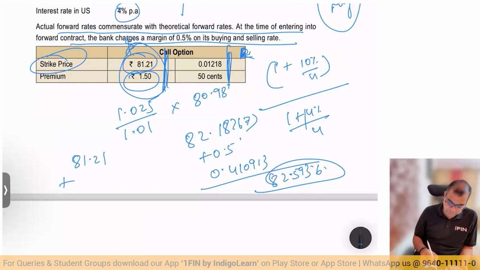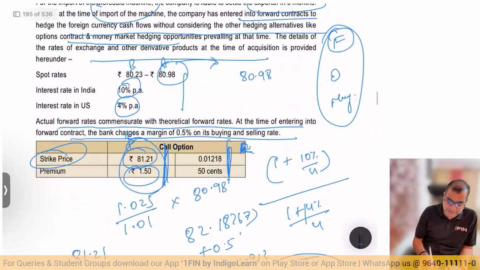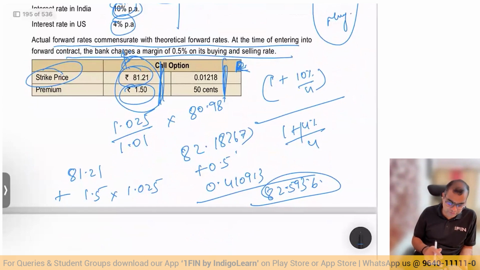Now 81.21 plus 1.5, but this 1.5 is paid upfront. If it is paid upfront, you have to charge interest because you have to compute everything on a future value basis. So this 1.5 into 1.025. Why am I taking 1.025? Because the 1 year interest rate is 10% per annum. For 3 months, it will be 10% by 4, which is 2.5%. So into 1.025.